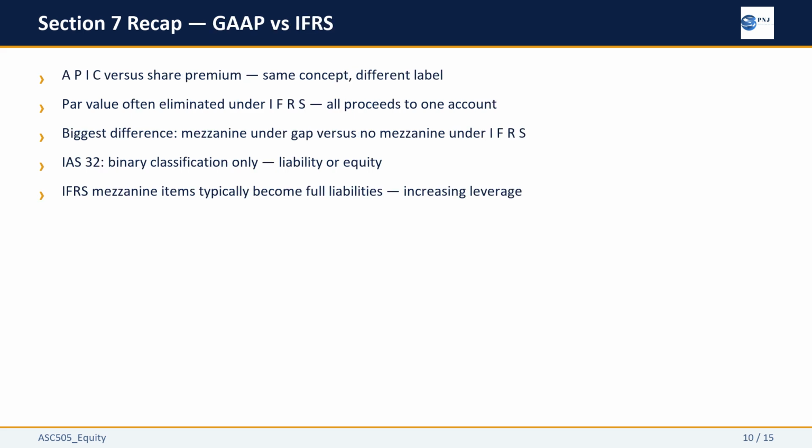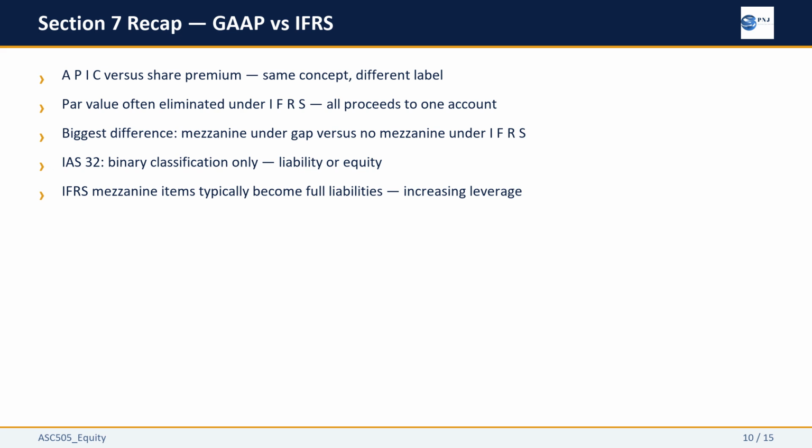The GAAP versus IFRS comparison highlighted one major structural difference beyond labeling. APIC becomes share premium under IFRS. Many jurisdictions have eliminated par value, so all proceeds go into one share capital account. The most significant difference is the mezzanine.